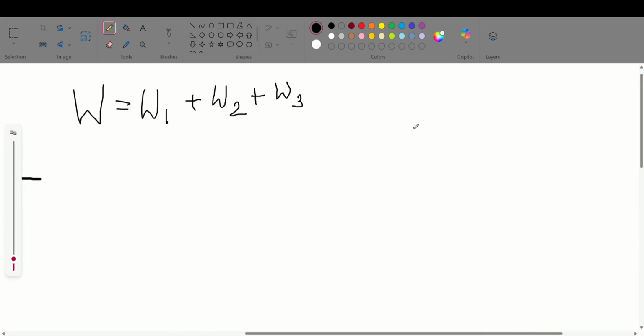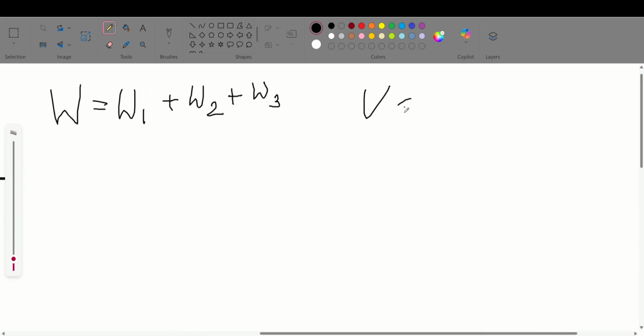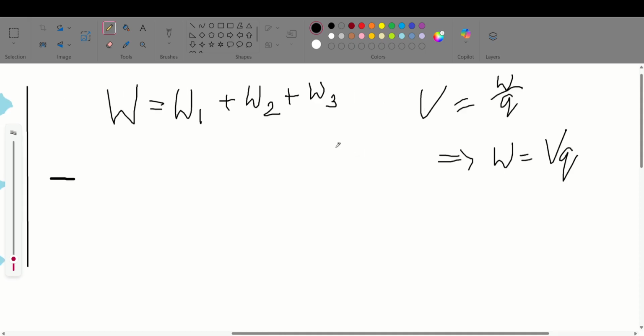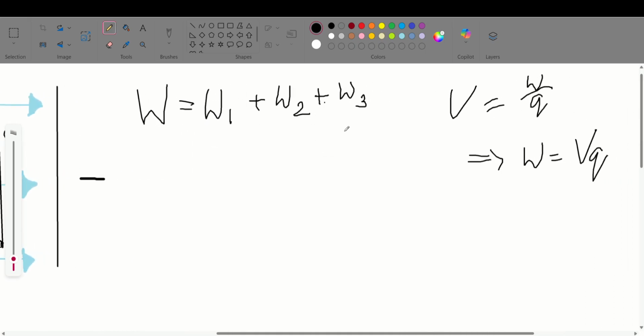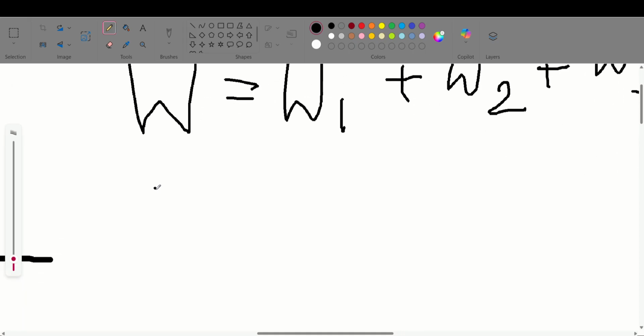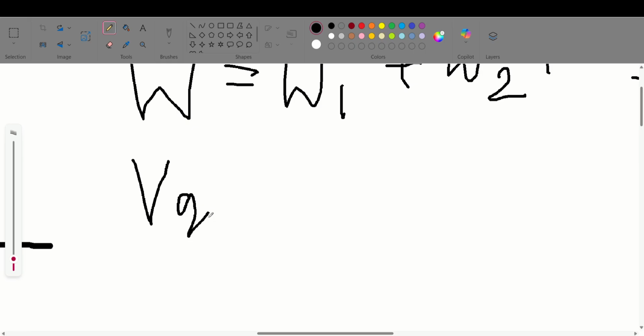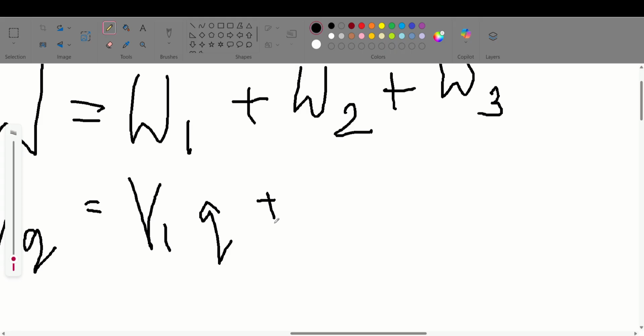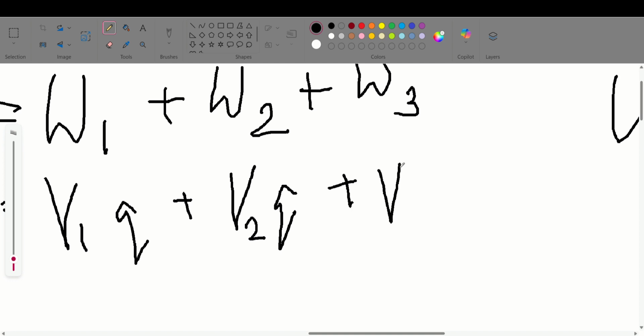Let's revisit the definition of potential difference. Potential difference, which is V, is defined as the work done in moving a charge. So if V is equal to W by Q, that tells us that W is equal to VQ, right? So now we can substitute the W's here with VQ's. So this W would become VQ. W1 would become V1Q. And you would do the same thing for W2 and W3. So this would be V2Q and V3Q.